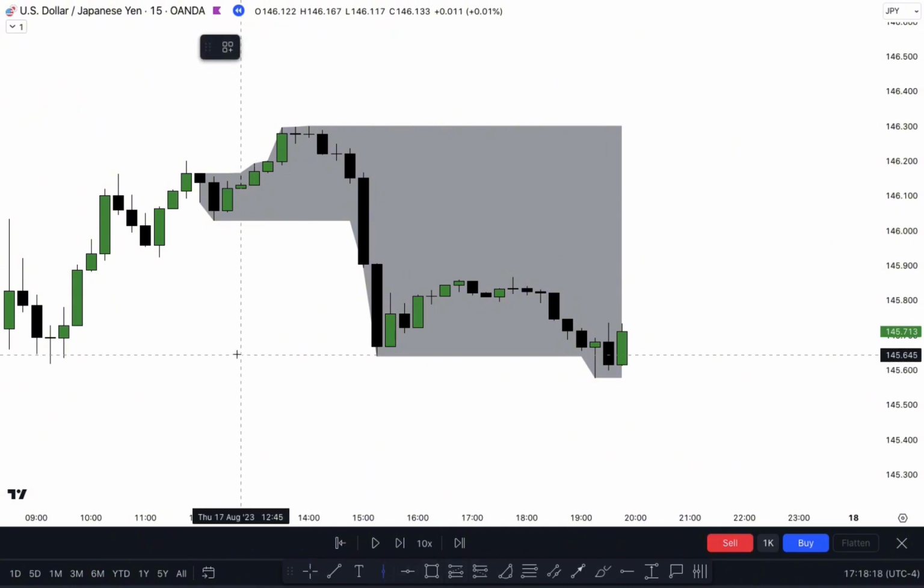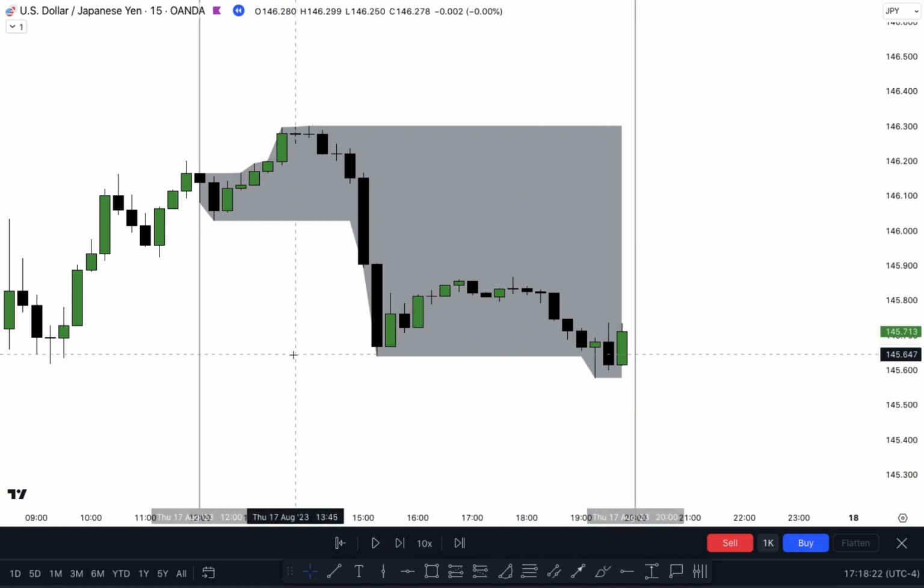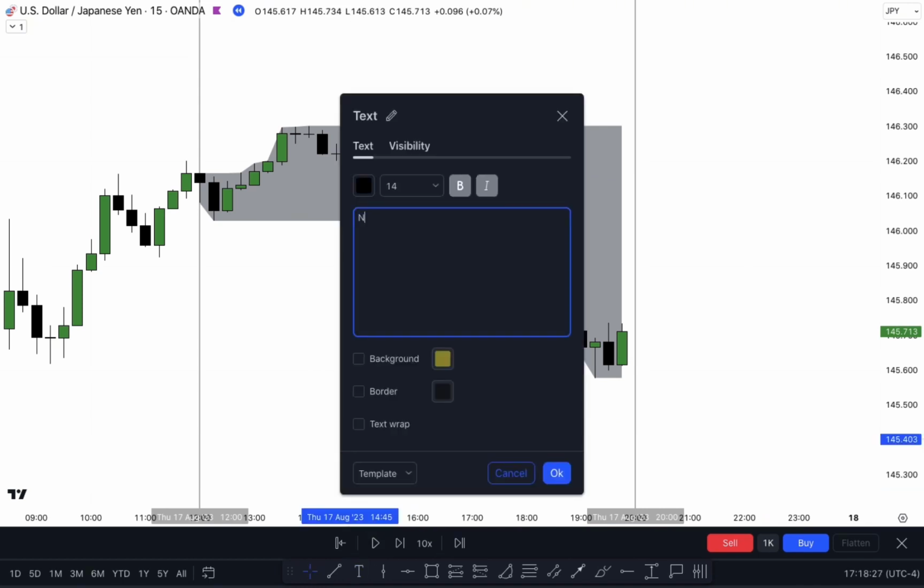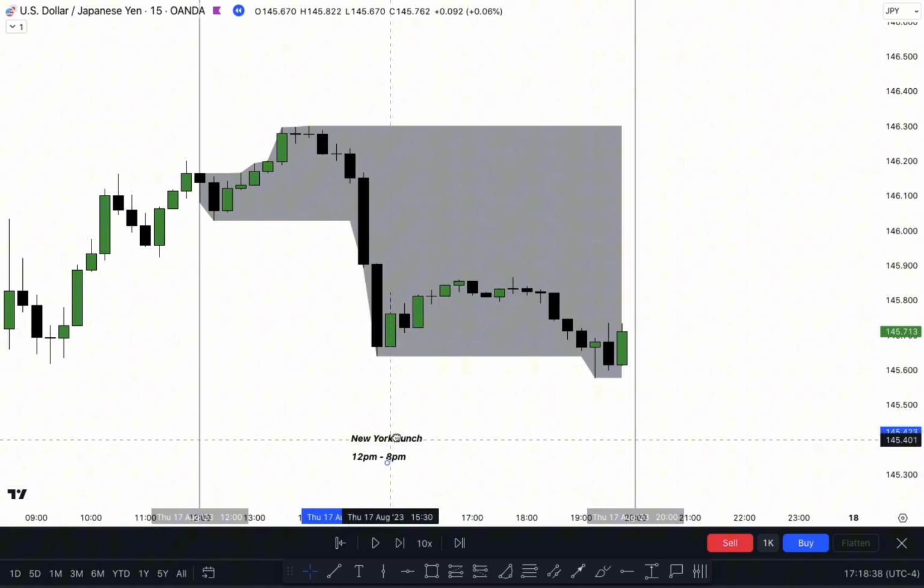We have this gray area, which is going to be our New York lunch session. We're not going to trade during this time period because it's most likely going to run into consolidation. So we're just going to type that out because some people had questions about it and were a little confused, and I'm just going to write it out on here. So it's 12 p.m. to 8 p.m. and that's your New York lunch.